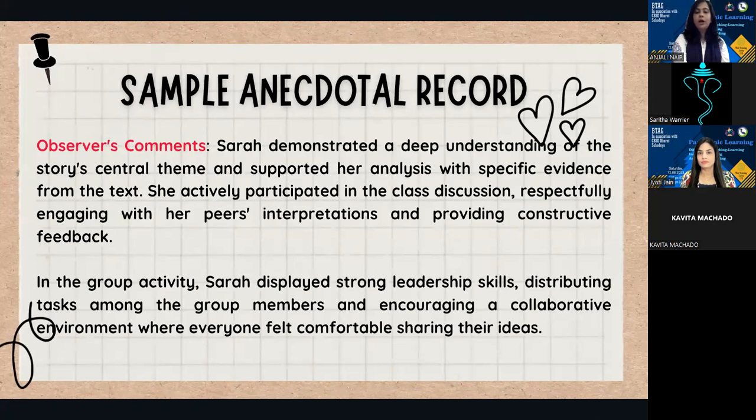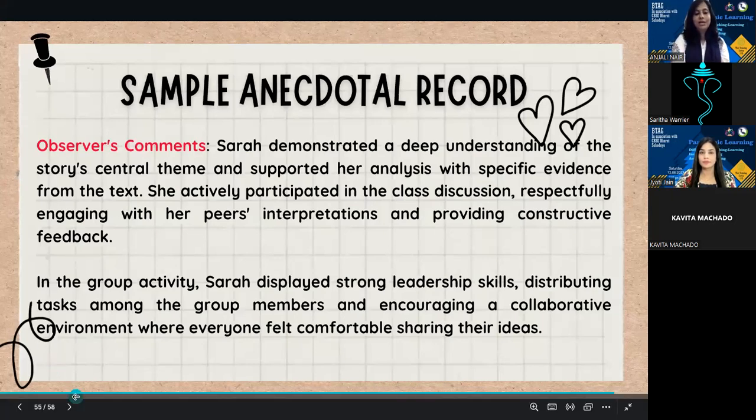And then the comments of the observer, that Sarah has demonstrated a deep understanding of the story's central theme and supported her analysis with specific evidence from the text. She actively participated in the class discussion, respectfully engaging with her peers' interpretations and providing constructive feedback. In the group activity, she displayed strong leadership skills, distributing tasks among the group members and encouraging a collaborative environment where everyone felt comfortable sharing their ideas. So this is a sample anecdotal record.